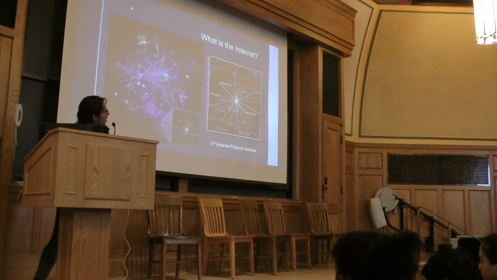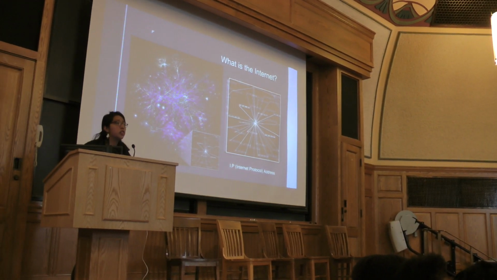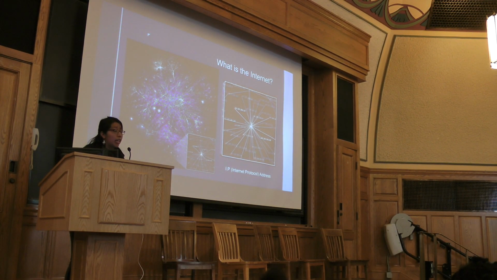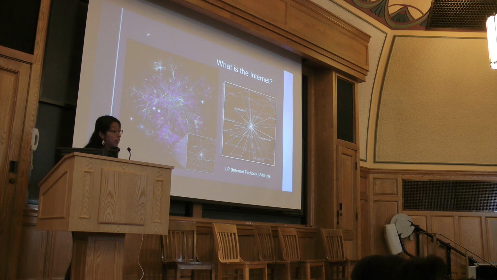So what is the internet? You can think of the internet as a giant, enormous network of devices, where a device can be a computer, a laptop, an iPad, anything that can connect to the internet. The image that you see here is actually a small fraction of the internet. Every single line that you see there is a connection between two devices.